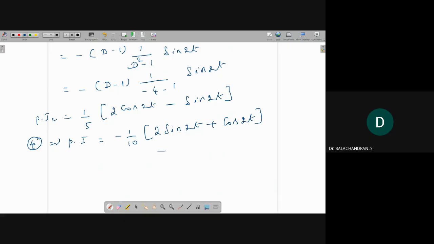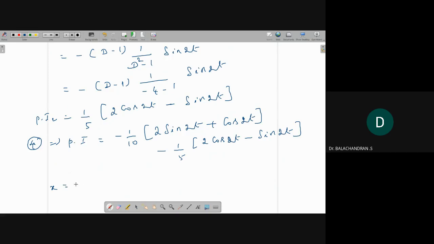Minus Pi2. Pi2 is 1 by 5 into 2 cos 2t minus sine 2t. This is Pi, but we are solving for x. So x is equal to complementary function plus particular integral.